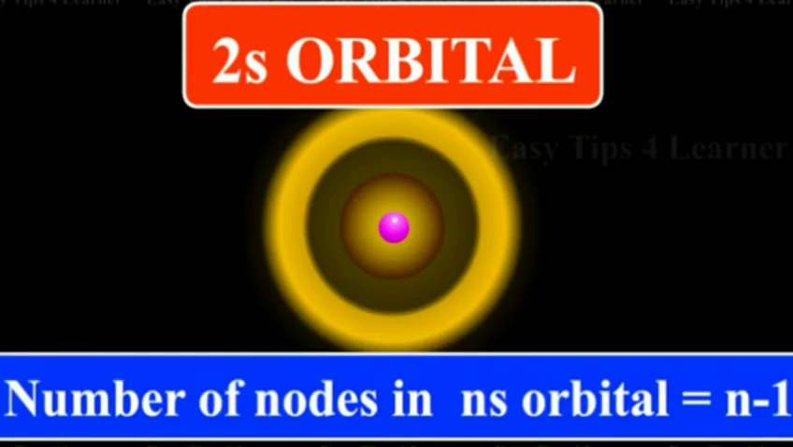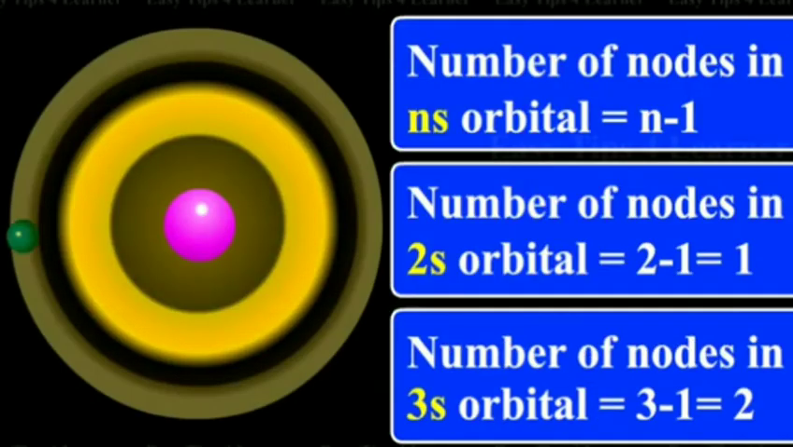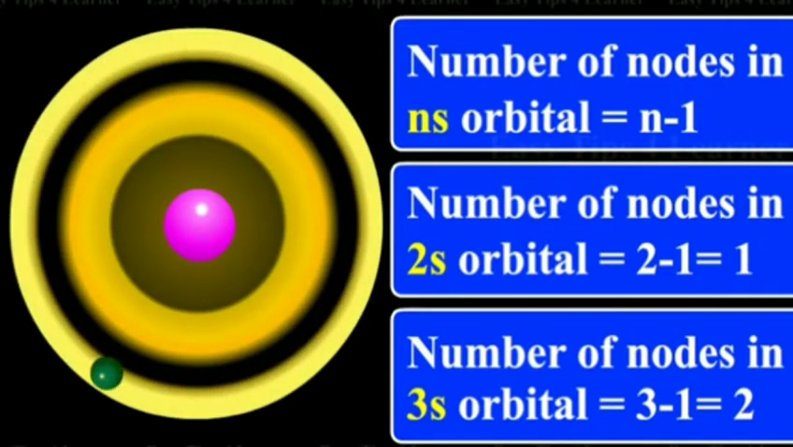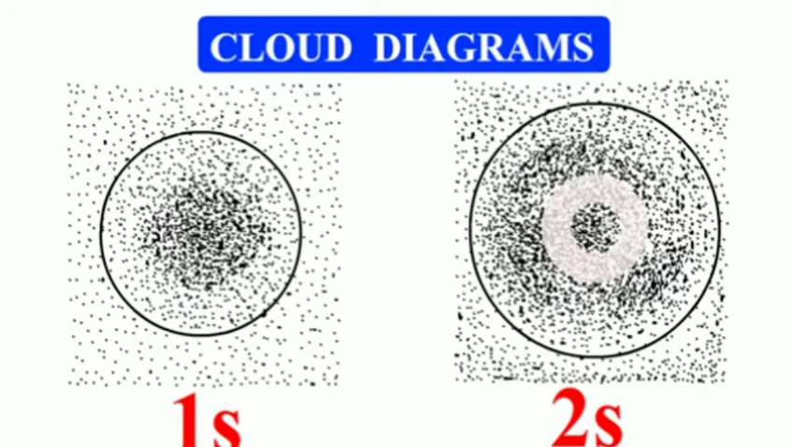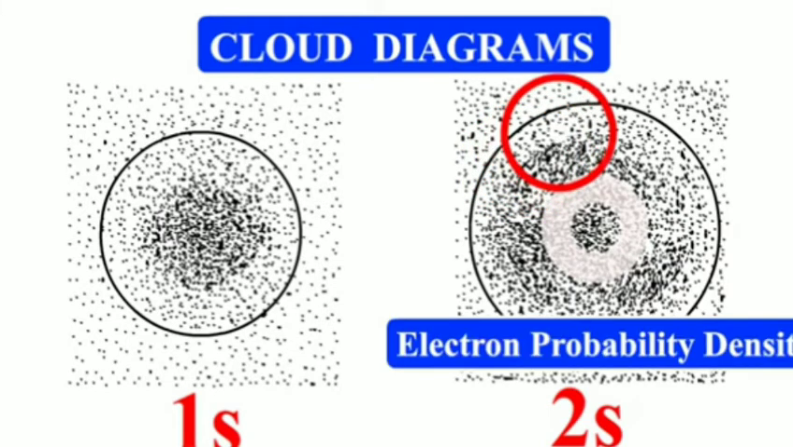In general, it has been found that the ns orbital has n-1 nodes. That is, the number of nodes increases with increase of principal quantum number n. In other words, the number of nodes for 2s orbital is 1, 2 for 3s orbital and so on. These probability density variations can be visualized in terms of charge cloud diagrams. In these diagrams, the density of the dots in a region represents the electron probability density in that region.